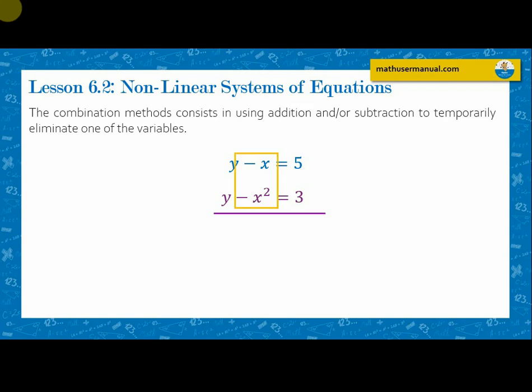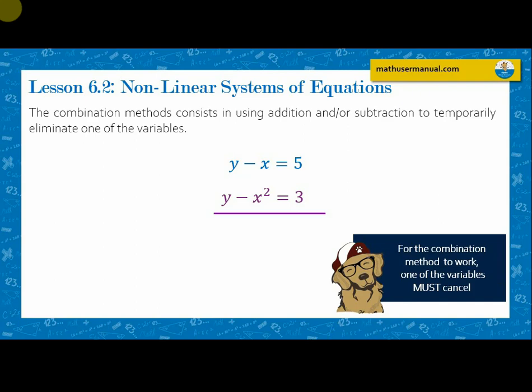We could combine the x's, but they're not going to cancel, first because they're both negative, and second because one is x and the other one is x squared. Those are not like terms. That's a problem because for the combination method to work, one of the variables must cancel on this combination. Otherwise, it's not going to work, or it's going to be very hard for it to work.